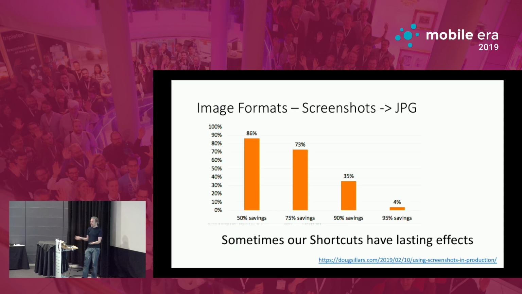I went through and I grabbed 3,000 of them and I just did some optimizations. I turned them into JPEGs. I applied a quality improvement to them. And you can see that 86% of them got to be 50% of the original size, and 35% of them are 10% of the original size. So if the images are smaller, that means they're going to download faster. If they download faster, people will use your app more often. So this shortcut of taking a screenshot can have a lasting effect and does affect your customers. So we should think about this. Taking a screenshot is fine. Just make sure that you're optimizing the image before you're pushing it live to production.